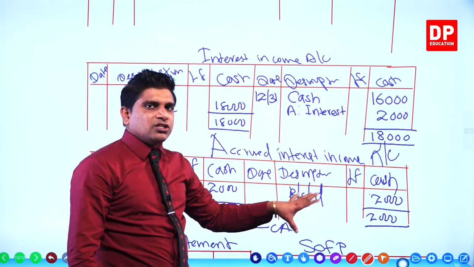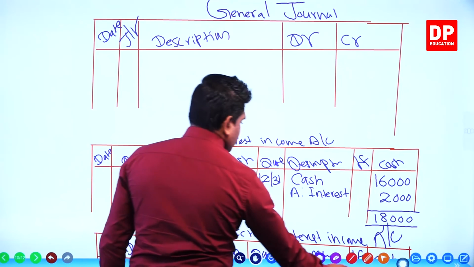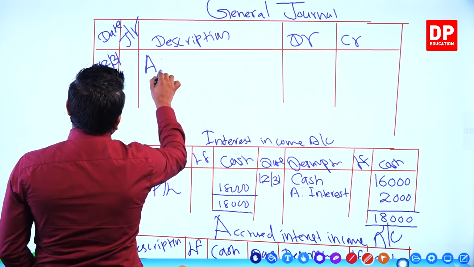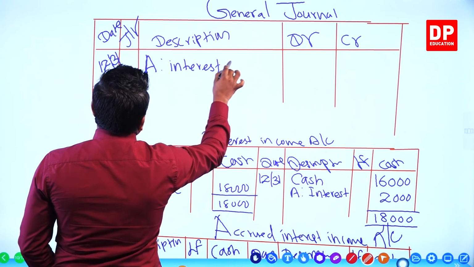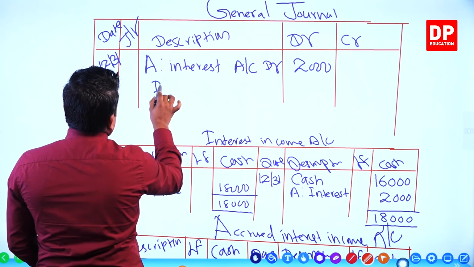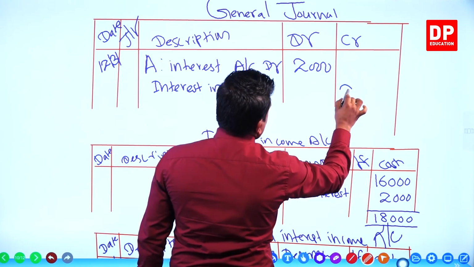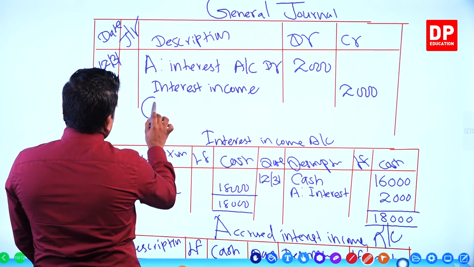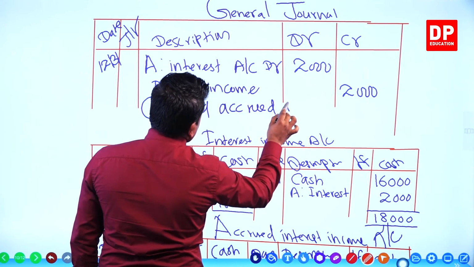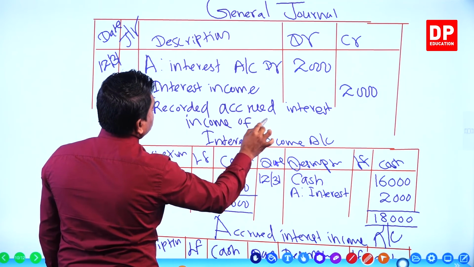Before we bring them to the financial statement, we record the entry in the general journal. How do we record it? We write like this, only 2,000, right? 12/31. Accrued interest account debit, how much? 2,000. Interest income credit 2,000. Narration you write, recorded accrued interest income of 2,000.